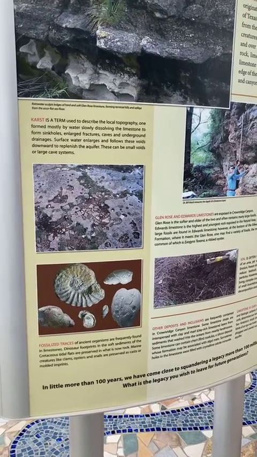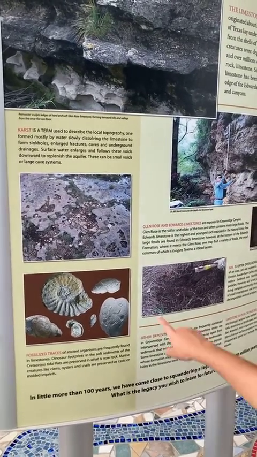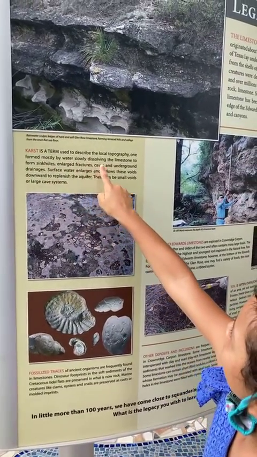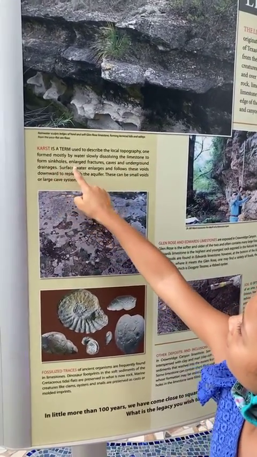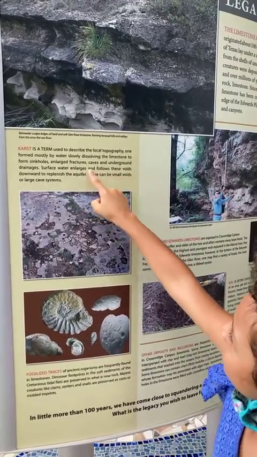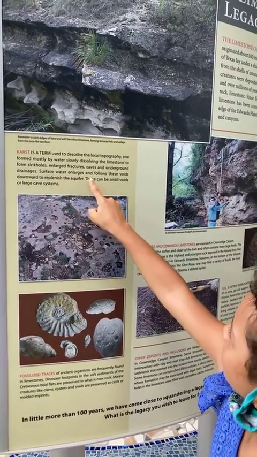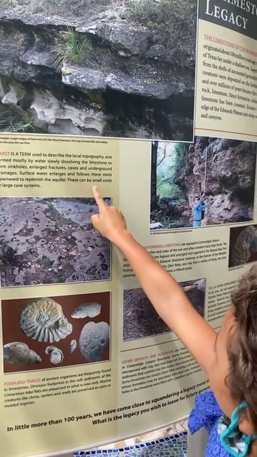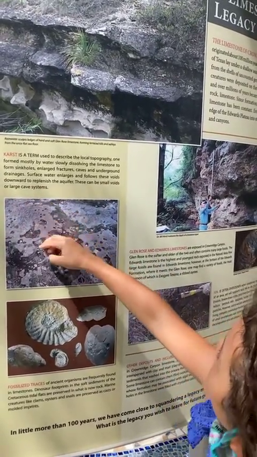Okay, so karst is a term used to describe the local topography, one formed mostly by water slowly dissolving the limestone to form sinkholes and large fractures, caves, and underground drainages. Surface water enlarges and follows these voids downward to replenish the aquifer. These can be small voids or large cave systems.